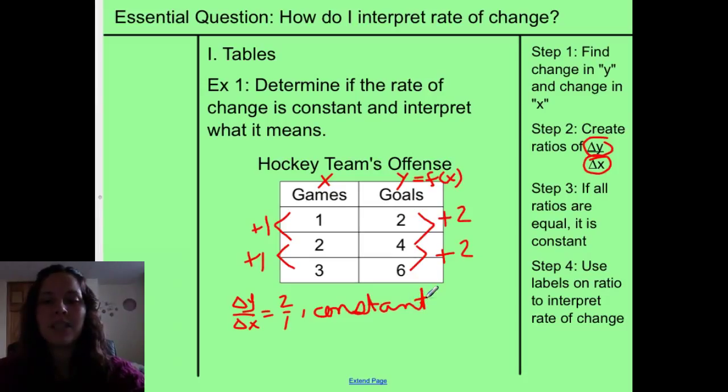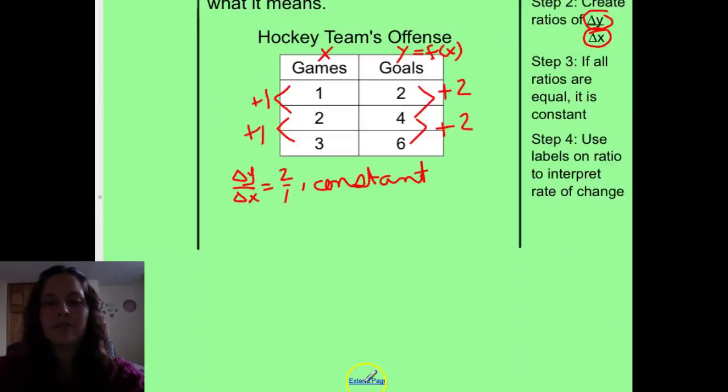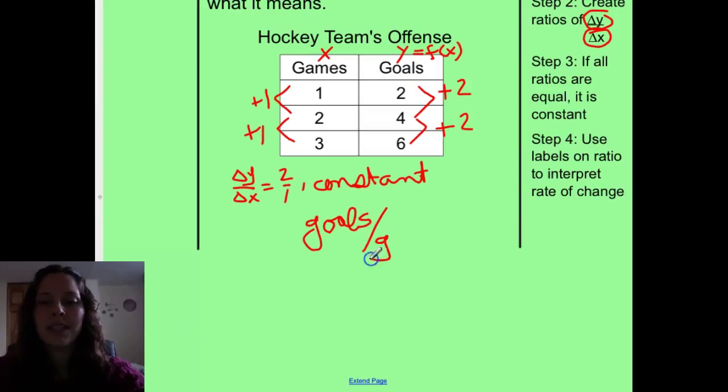And the last piece is to interpret what it means. Step 4 is the interpretation part. It says use the labels on your ratio to interpret the rate of change. The y value represented goals, and the x value represented games. So our rate of change was 2 goals per game, an increase of 2 goals per game.